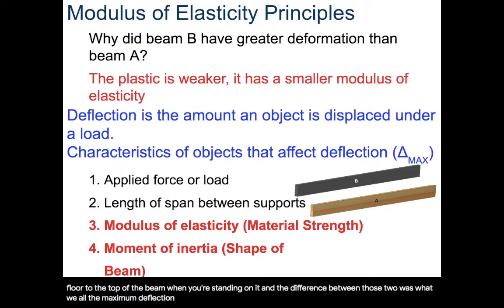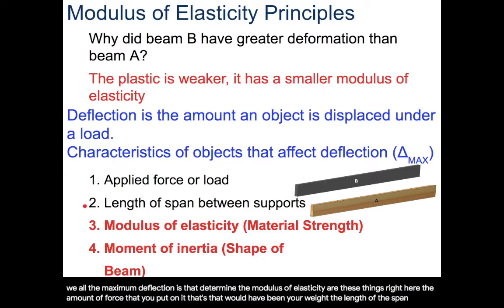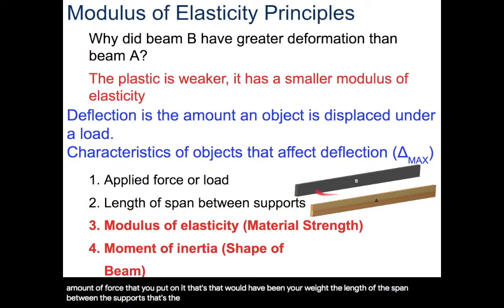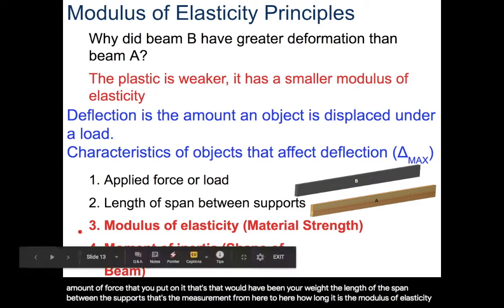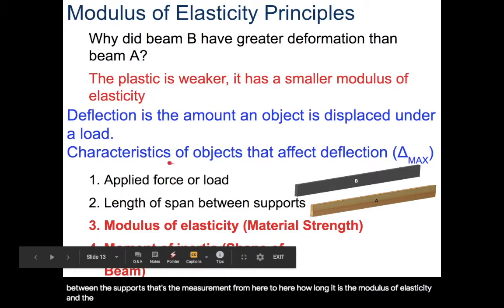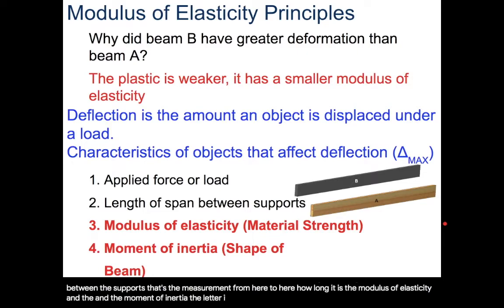The factors that determine the maximum deflection are these things right here. The amount of force that you put on it, that would have been your weight. The length of the span between the supports, that's the measurement from here to here, how long it is. The modulus of elasticity, and the moment of inertia, the letter I.